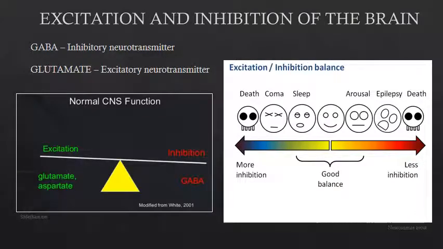As we have discussed, the brain transmits signals through electrical activity as well as neurochemicals called neurotransmitters. The two main neurotransmitters in the brain are called GABA and glutamate. GABA is an inhibitory neurotransmitter and glutamate is an excitatory neurotransmitter. The more GABA there is, the more inhibited and sedated the brain becomes. The more glutamate there is, the more aroused and excited the brain becomes. In the normal brain, there is a delicate balance between these two.